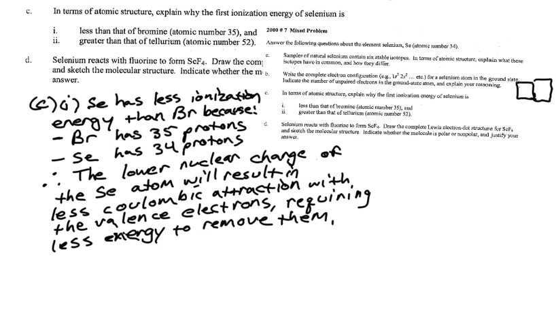All right, so here's my argument. Selenium has less ionization energy than bromine because, boom, bromine has 35 protons, listing a specific number. Selenium has 34 protons. Then we notice we mentioned, by doing bullet points, we mentioned both elements. Therefore, the lower nuclear charge of the selenium atom will result in less Coulombic attractions with the valence electrons, requiring less energy to remove them. It's pretty short, it's brief, and it hits all the points that we need to hit.